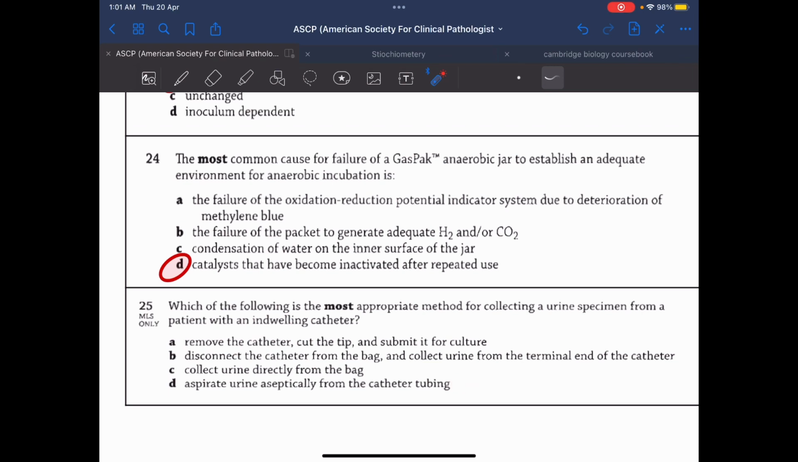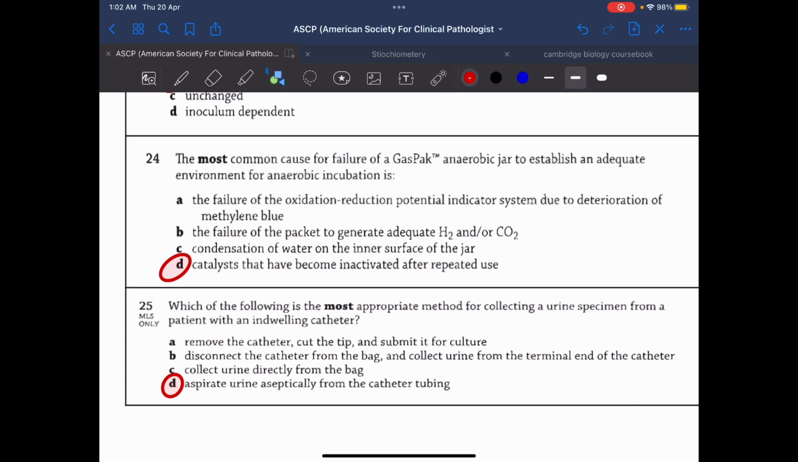Indwelling catheters are closed systems and should not be disconnected for specimen collection. Urine samples should not be collected from the catheter bags, and Foley catheter tips are unsuitable for culture because they are contaminated with colonizing organisms. Urine from an indwelling catheter should be collected by aseptically puncturing the tubing collection port. So the correct answer is D. Aspirate urine aseptically from the catheter tubing.